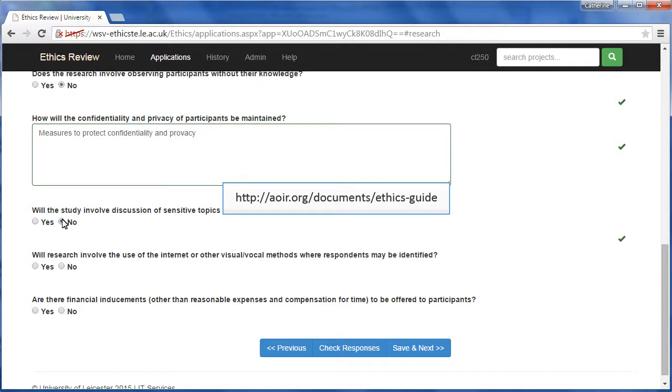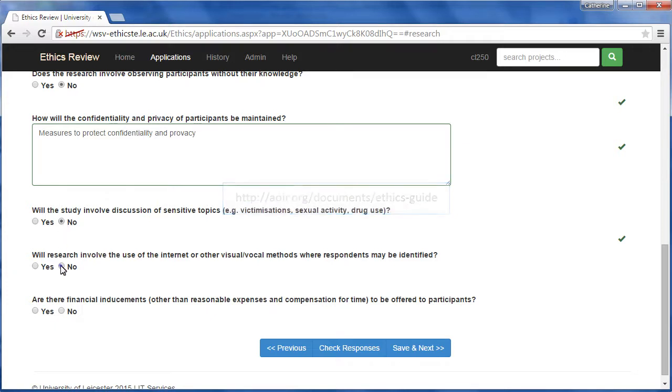Where the research involves visual or vocal methods, how are you ensuring that confidentiality is maintained when participants or other individuals may be identifiable in the visual images used or generated?